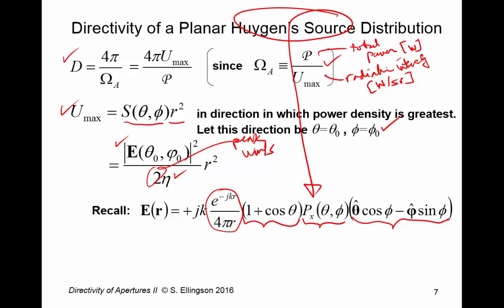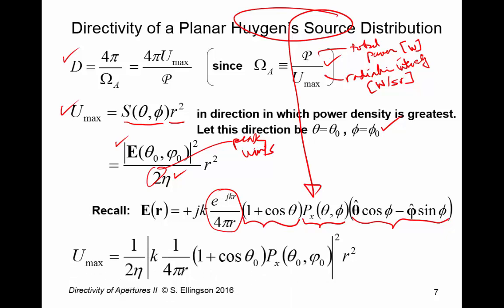So now we can make the substitution, and we find that the maximum radiation intensity is given by this expression, right? 1 over 2 eta, that comes from here. Then the magnitude of E squared, I've just plugged that in here, and then R squared. And of course, this cancels with this, as it must, because the maximum radiation intensity should not depend on distance.